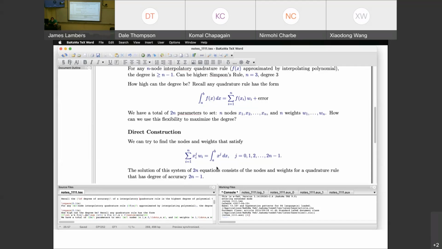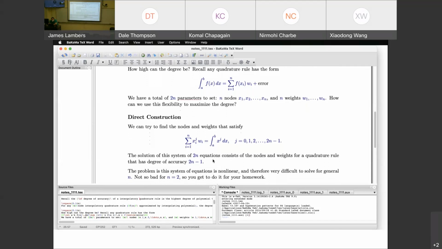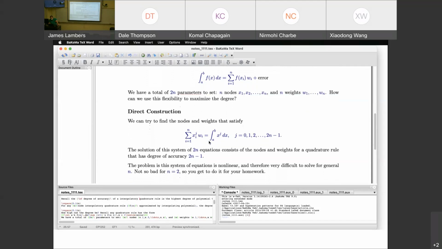Now it seems like a simple enough idea, except for one big problem. This system of equations is nonlinear, because half of your unknowns, your nodes, are being raised to powers, and they're also multiplied by the weights. So all these equations are nonlinear, and nonlinear equations are generally extremely difficult to solve. So what I'll do is go ahead and assign you one of them. In the case of n equals 2, 2 nodes, 2 weights, so you have 4 unknowns total, that system can be solved, I swear.